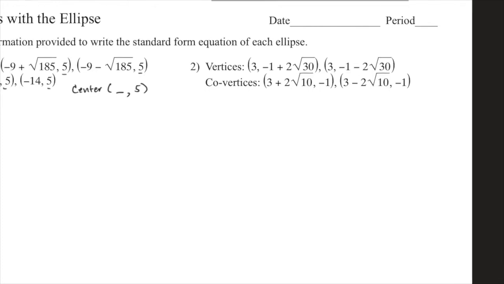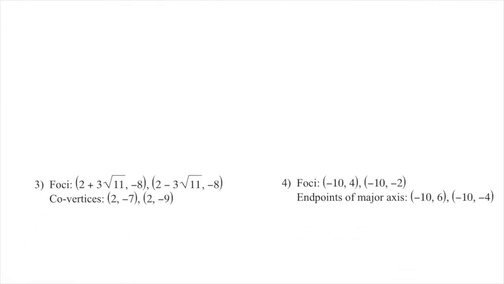If I look at some of these others on this page, I can come down here and look at the foci. Here it's 2 plus the radical, -8, then 2 minus the radical, and -8. And I have a coordinate that repeats, the same x coordinate. The foci here, the endpoints of the major axis, by the way, these are my vertices. That's just another way of calling vertices. I can see that they do share a single coordinate here. They share the coordinate of -10 for both of them.